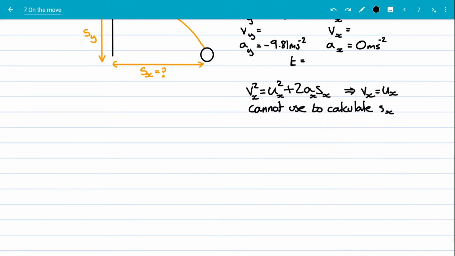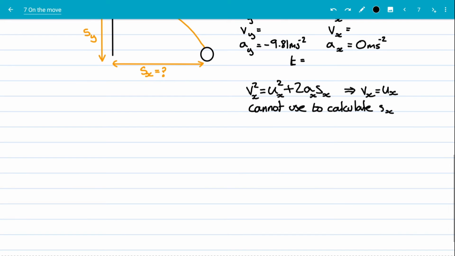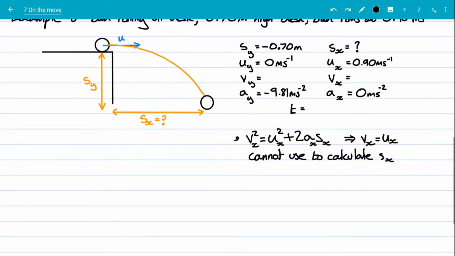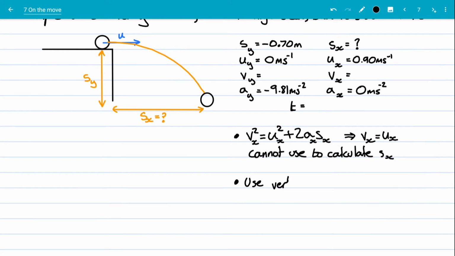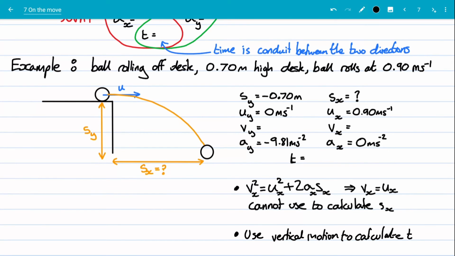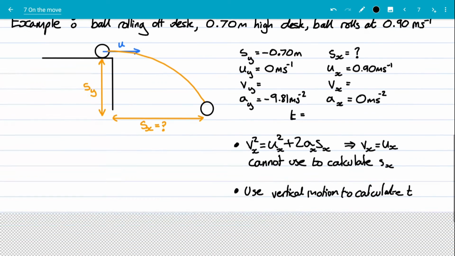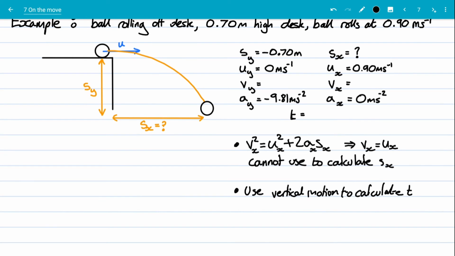So let's use, I have to make a little note of this. So use vertical motion to calculate t. And that way we can use the no v equation, but we've got t. So we can use s equals ut plus a half at squared to calculate what s is. The a is 0, so it just becomes s equals ut. But we need t. So use vertical motion to calculate t.